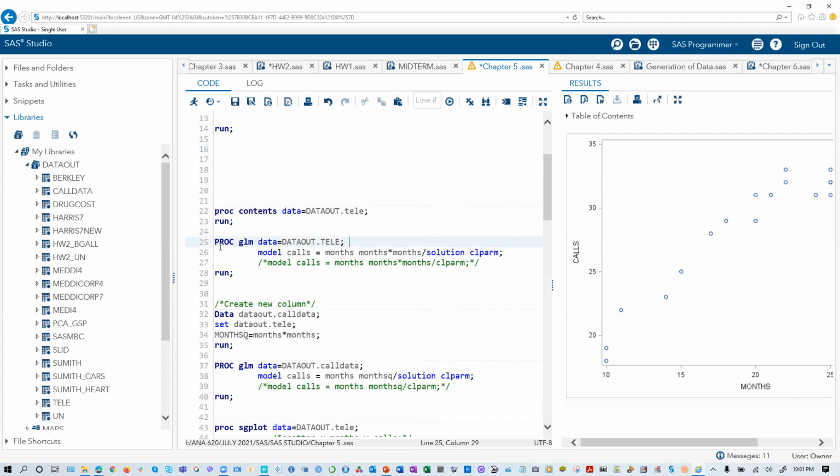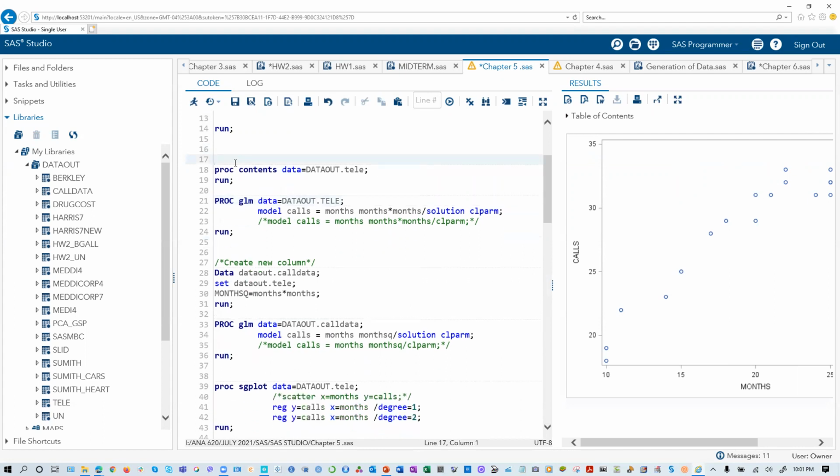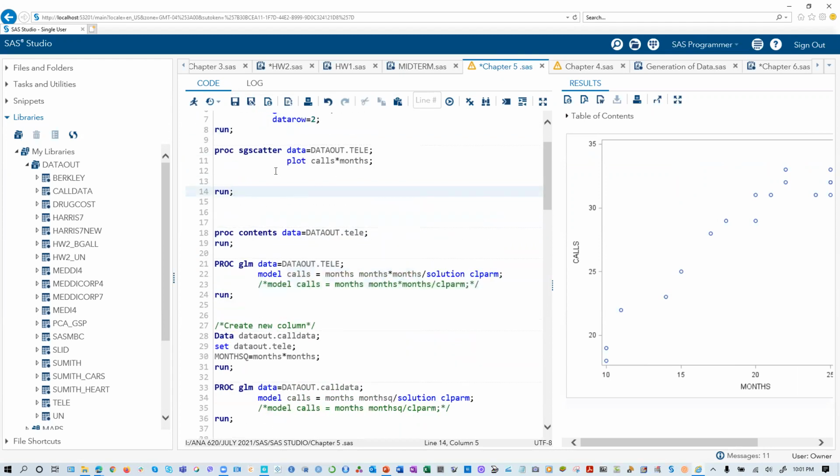See, proc GLM. I'm going to run this with the square. I have month and month square. You know that's a quadratic form. So let's run this and see what we get. If you want, you can run this too with procedure reg and get that one too.